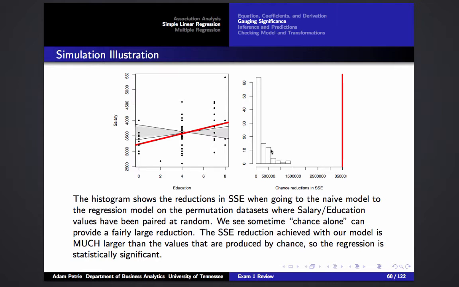It's definitely predicting much better than the naive model, just predicting the overall average value of y for each individual, and it's doing better at predicting salary than some predictor unrelated to it.